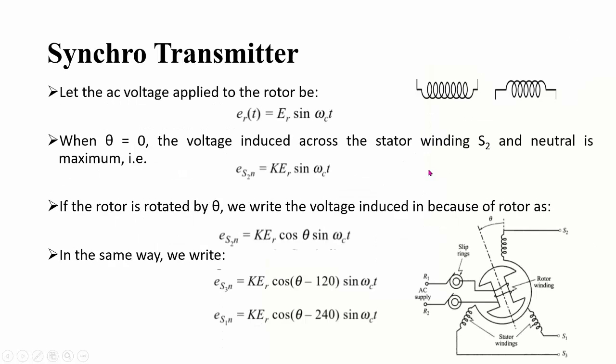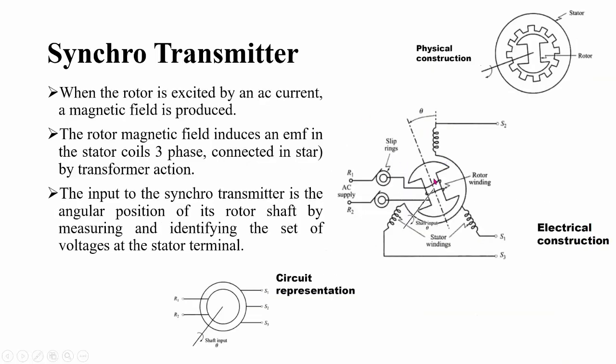I'll explain these expressions and the transformer action that you studied previously. The rotor magnetic field induces an EMF in the stator coils, 3 phases, connected in a star by transformer action. In a transformer, you energize the primary winding and you induce voltages at the secondary side. The same principle is being applied here, but the only difference from a transformer is that you are now trying to orient the primary winding by a certain angle theta.